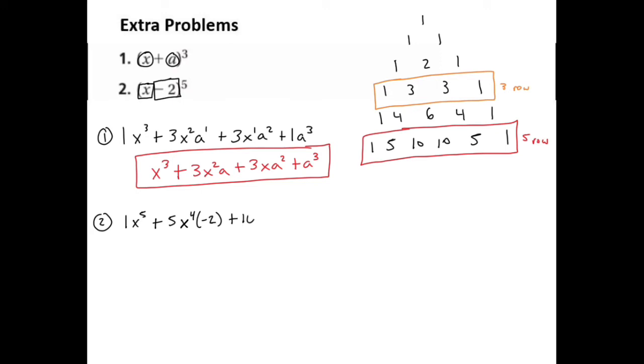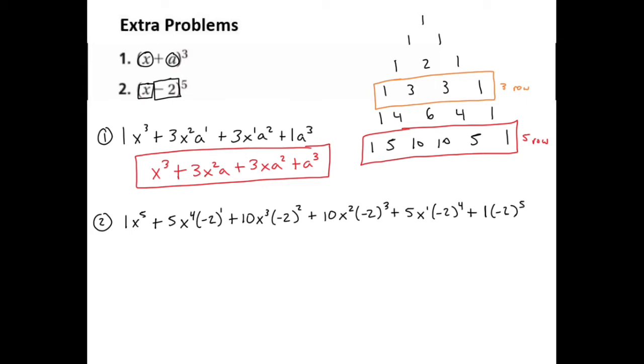Then we move to the next one, 10, x to the third, -2 to the second. So this had a first, this is the second. Notice that the x and the -2 are still trading off values as if the -2 were a variable. And we'll actually have to simplify at the end, but for right now, let's just keep writing this out. And then 5, x to the first, -2 to the fourth, plus 1, -2 to the fifth. So now we just need to simplify this.